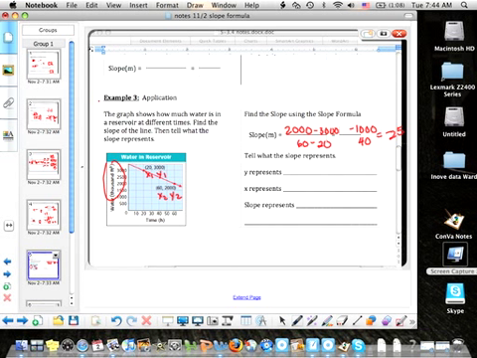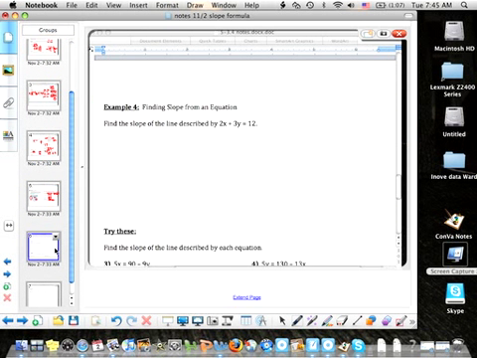My y-axis on this problem represents the amount of water. The x-axis in this one represents the time. So slope for this problem, lost my pen, hang on a second. Sorry about that. The slope for this particular problem is -25, so that represents the amount of water that the reservoir is losing per hour. So it looks like it's going down 25 feet per hour.